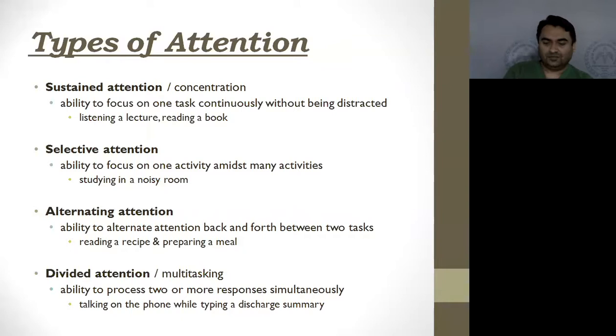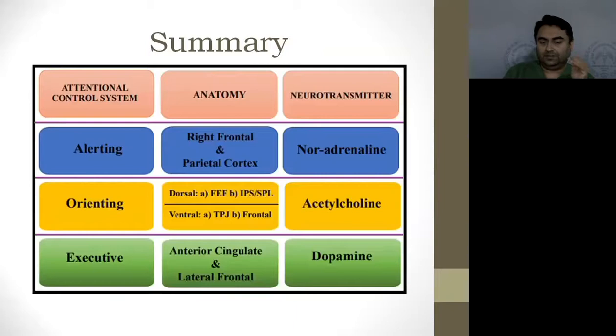So in summary, we have the attentional control system, which is alerting, orienting, and executive, with their anatomical substrates and neurotransmitters. Alerting has the right frontal and parietal cortex, and the transmitter is noradrenaline. Orienting involves the dorsal and ventral structures, and the transmitter is acetylcholine. And executive, which is in the anterior cingulate and lateral frontal cortex, has dopamine as the transmitter. That brings me to a close on the first topic.